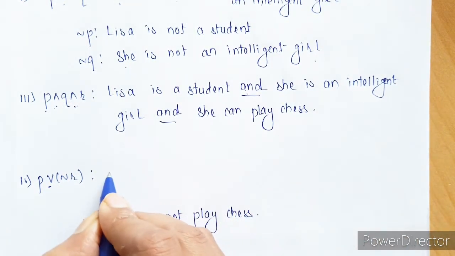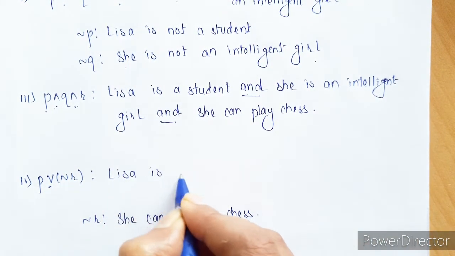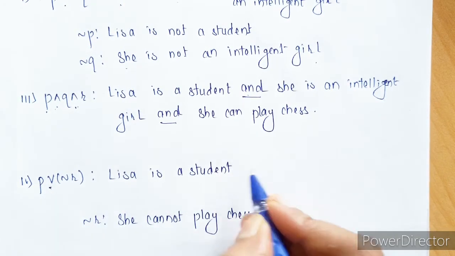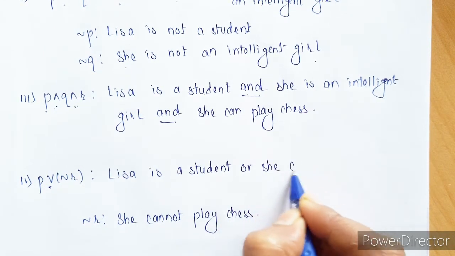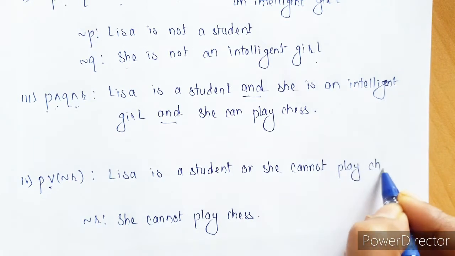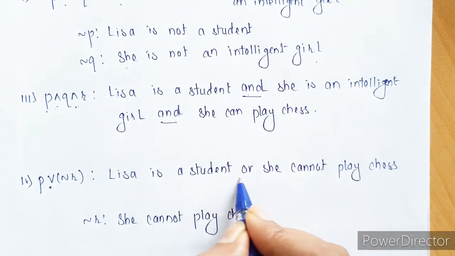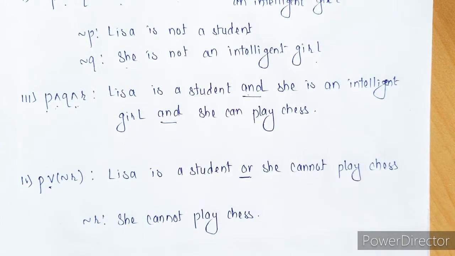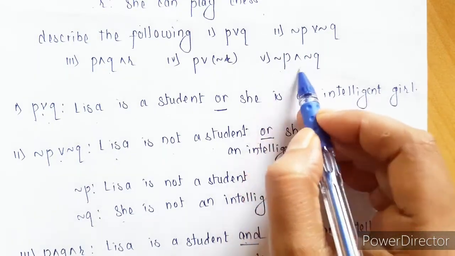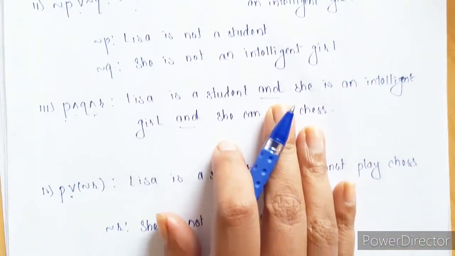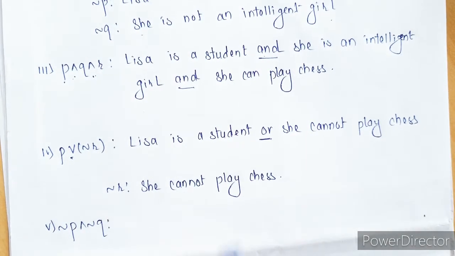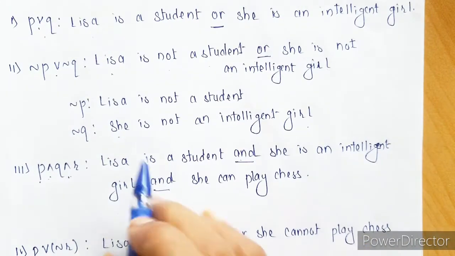So P is Lisa is a student, or she cannot play chess. Again we are connecting these two statements using connective or. Now the last one is negation of P and negation of Q. We already have negation of P and negation of Q.